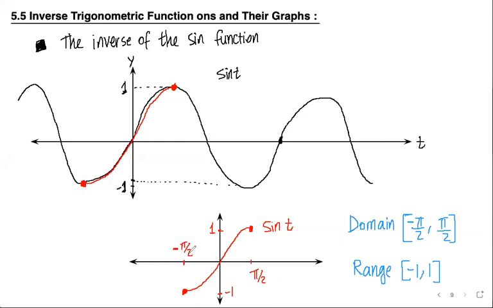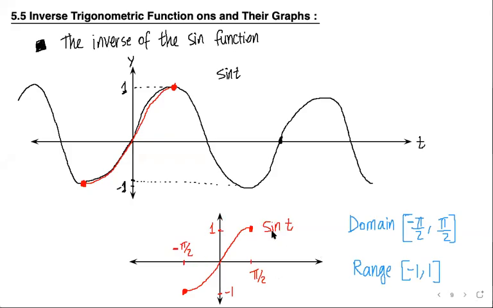So the domain is from here to here, and the range from here to here. Now I can find the inverse for this one. So the inverse is going to be something like this. First of all, let me give you the definition for the inverse. Since I found the piece that works for the inverse, I can define the inverse of the function.